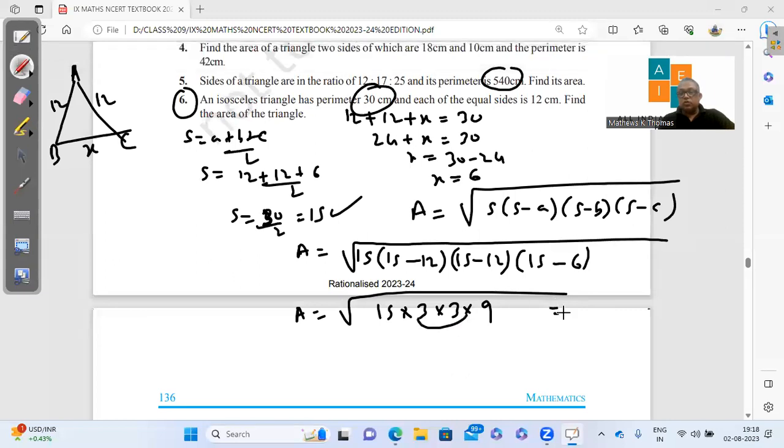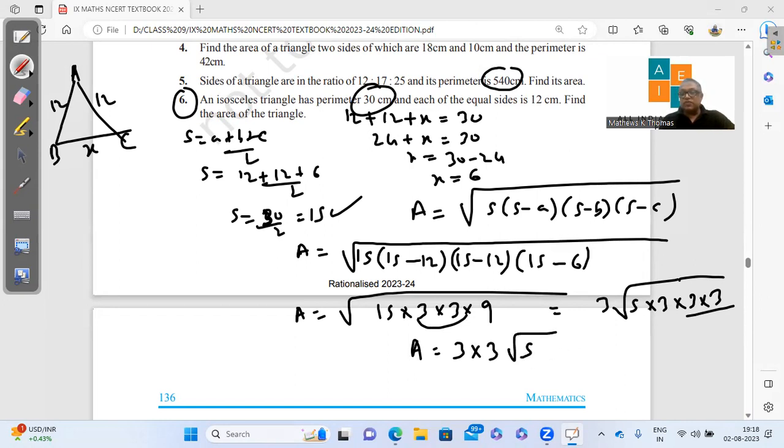So 3 is already out. We can bring the 3 out. 15 is 5 into 3 and 9 can be written as 3 into 3. So here we get a group of 3 again. So this 3 is going to come out. Already there was a 3 out. Now we've got one more 3. So 3 into 3 is out and inside we are having 5 into 3. So answer 6 will be 9 root 15 centimeter square. So this will be answer number 6. Area of this isosceles triangle will be 9 root 15.